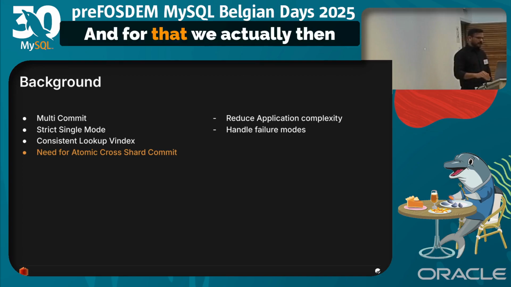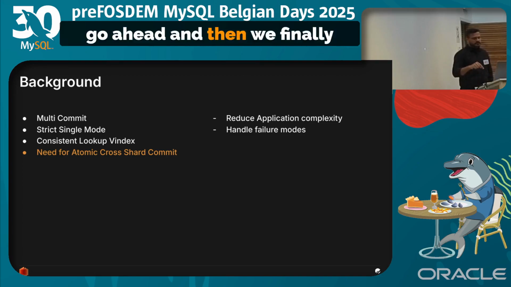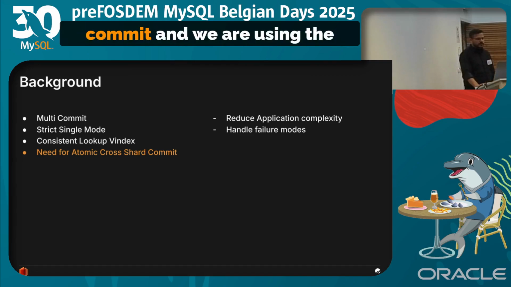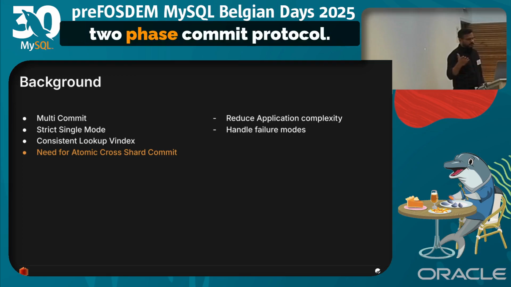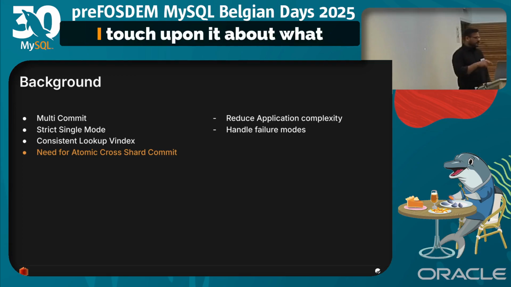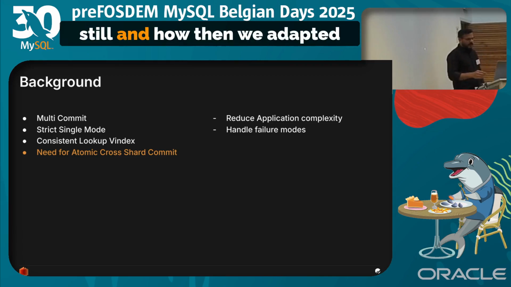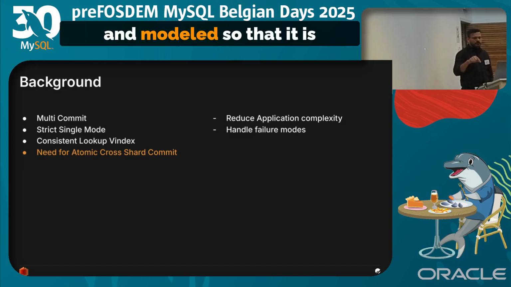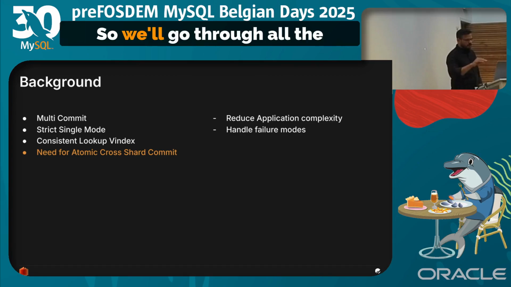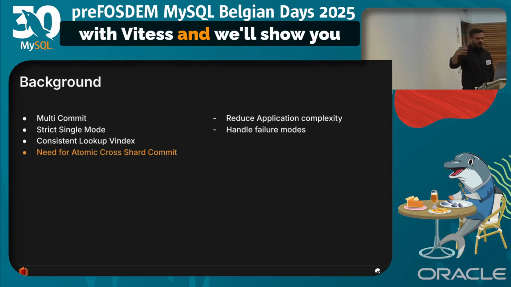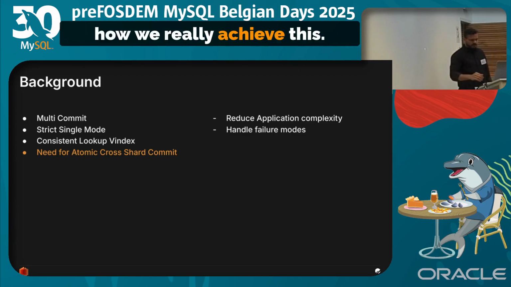And for that, we finally implemented the support for atomic distributed transaction commit, and we are using the two-phase commit protocol. I'll briefly touch on what this protocol is. I think everybody knows, but still, and how we adapted and modeled it so that it is seamlessly integrated with Vitess. So we'll go through all the steps and how the workflow works with Vitess, and we'll show you how we really achieve this.